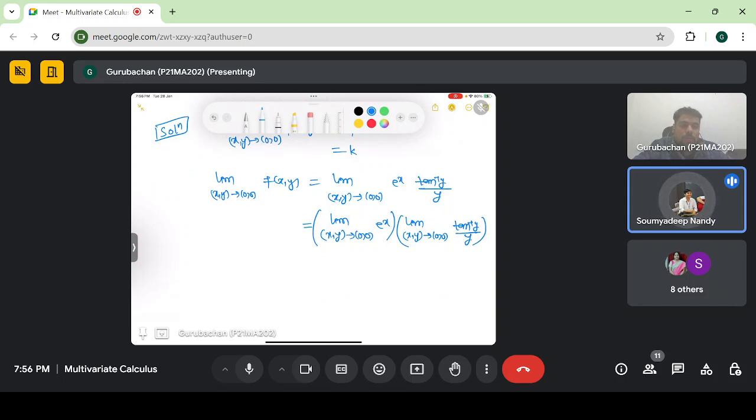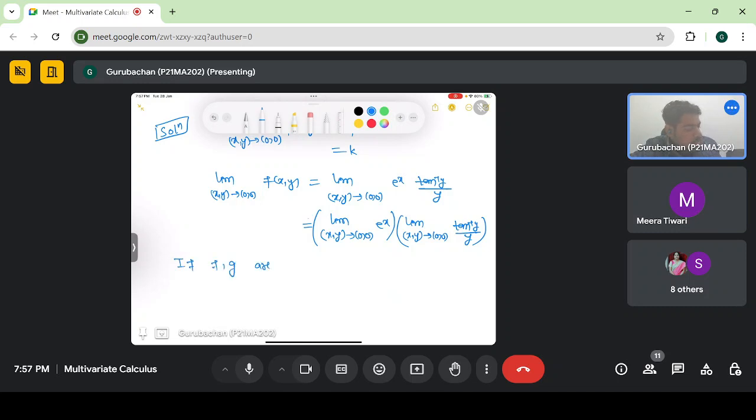Is it equal to 1, the value of k? Yes. So can anybody let me know how I am going from this step to this step? Why am I able to break these limits? Sir, because the limit exists: e to the power x and the limit of tan inverse y by y. Formally, if f and g are continuous, that will imply f times g is also continuous.